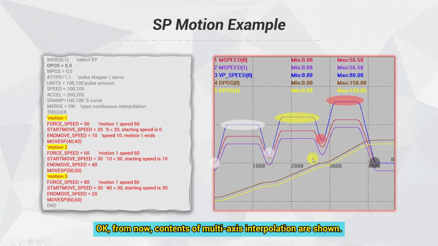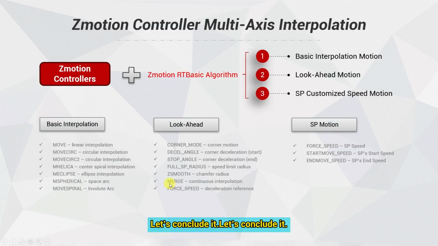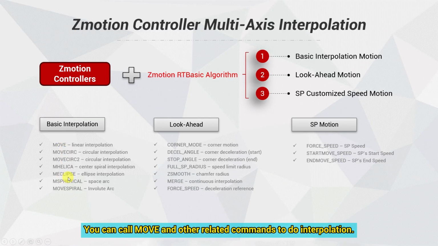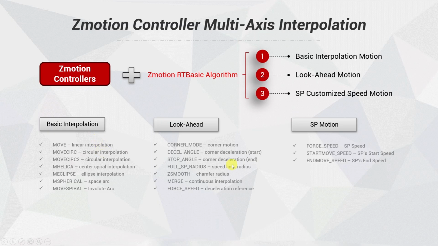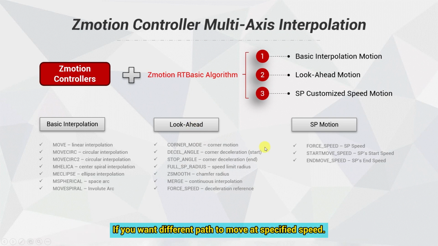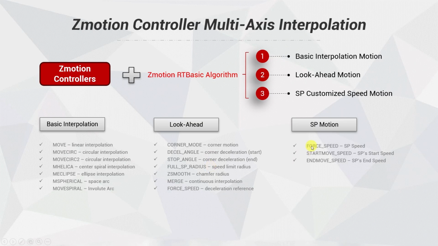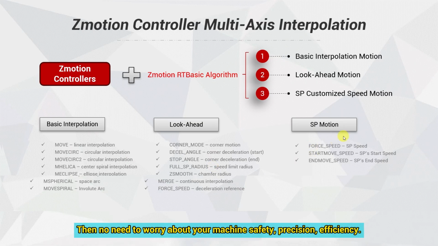Okay, from now, the contents of multi-axis interpolation are shown. Let's conclude it. You can call move and other related commands to do interpolation. And when the motion produces one big corner, you could make it smoother and continuous through the look-ahead function. If you want different paths to move at a specified speed, force speed helps you immediately. After these, your motion will become smoother. Then no need to worry about your machine safety, precision, and efficiency.